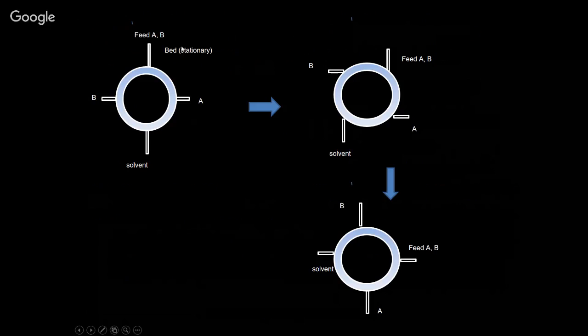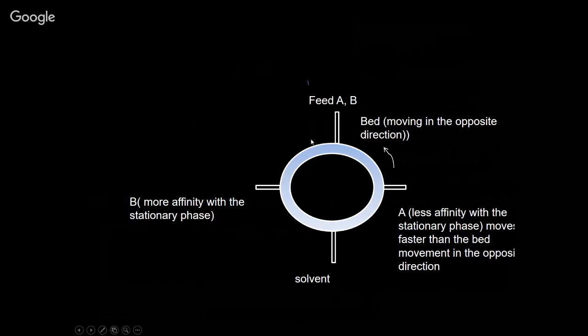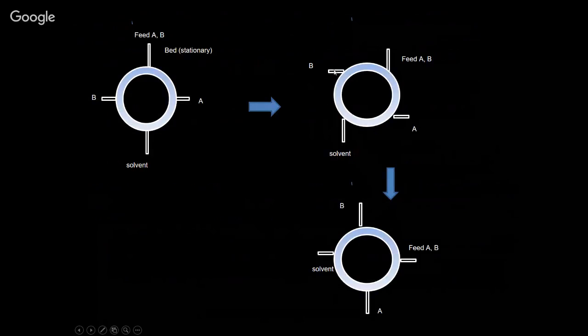Okay, so the bed is stationary here. So again, you have feed A, B, and solvent here, A going out here, B going out here. But then after some time, you move this. So the opening for B is slightly clocked up, feed AB goes up, A goes up. So this is equivalent to moving the bed in a counterclockwise direction in the previous case. Okay, so instead of moving the bed, you move the openings.